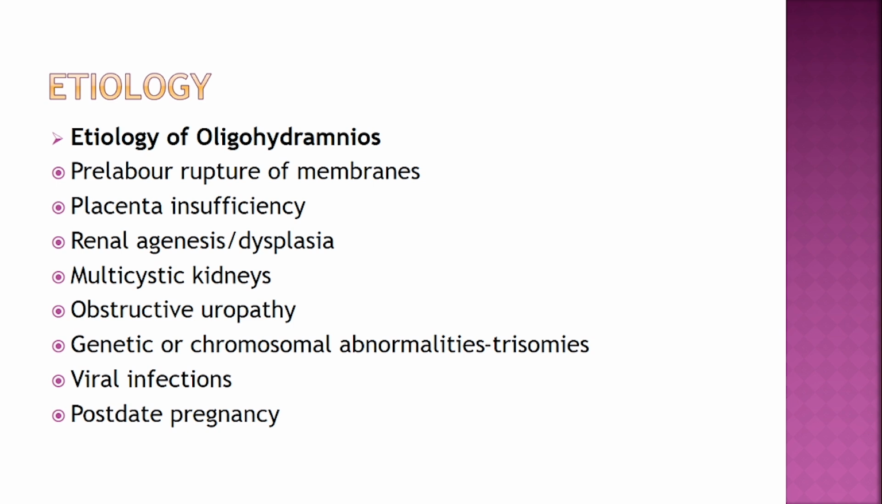The fetus is producing urine, but there is obstruction to the urine being produced. Also, genetic or chromosomal abnormalities like trisomies are associated with oligohydramnios. Viral infections like TORCH infection, like what we said earlier. Then post-date pregnancy. That's another important and common cause of oligohydramnios.